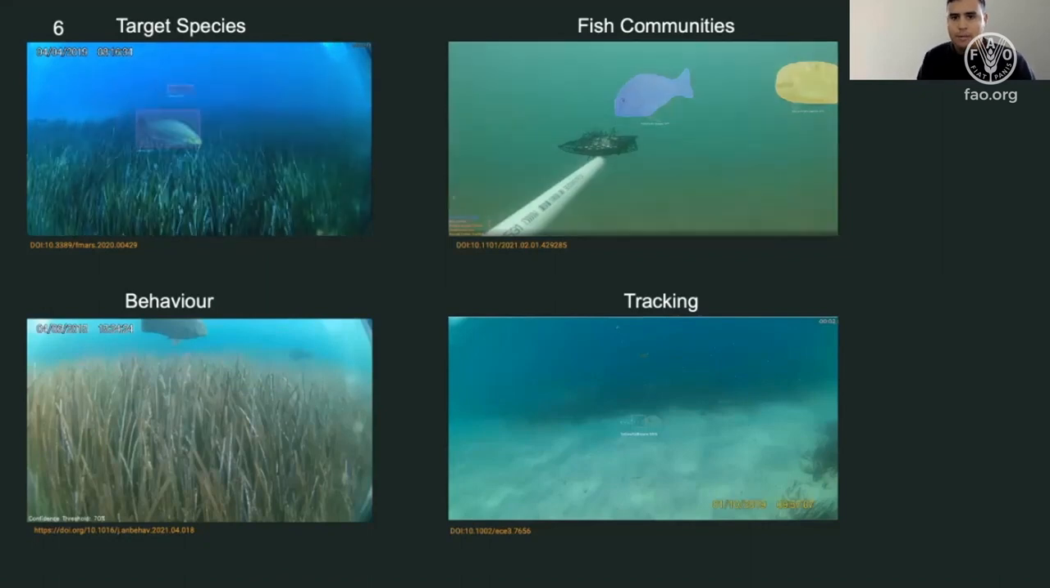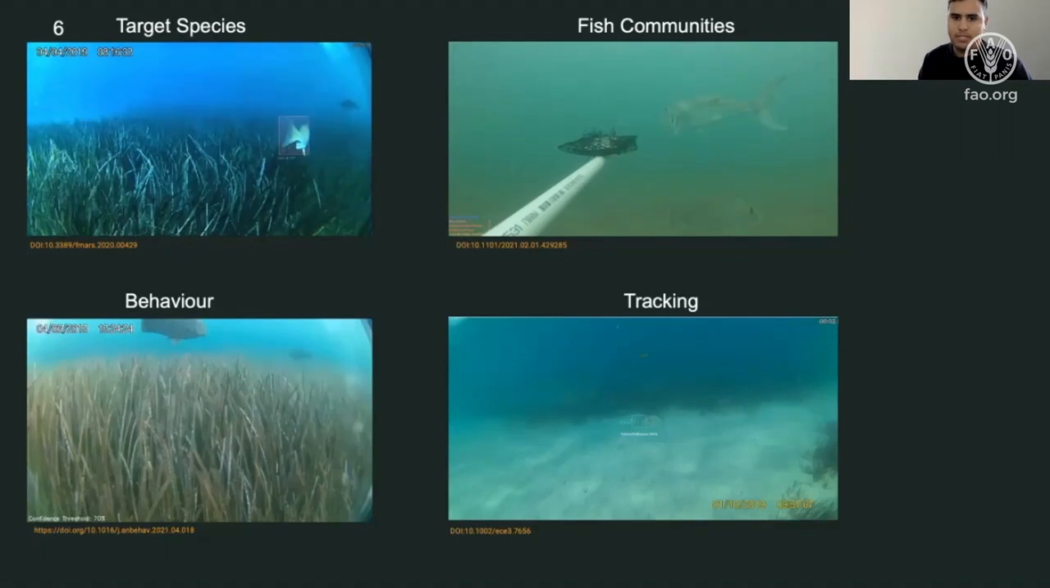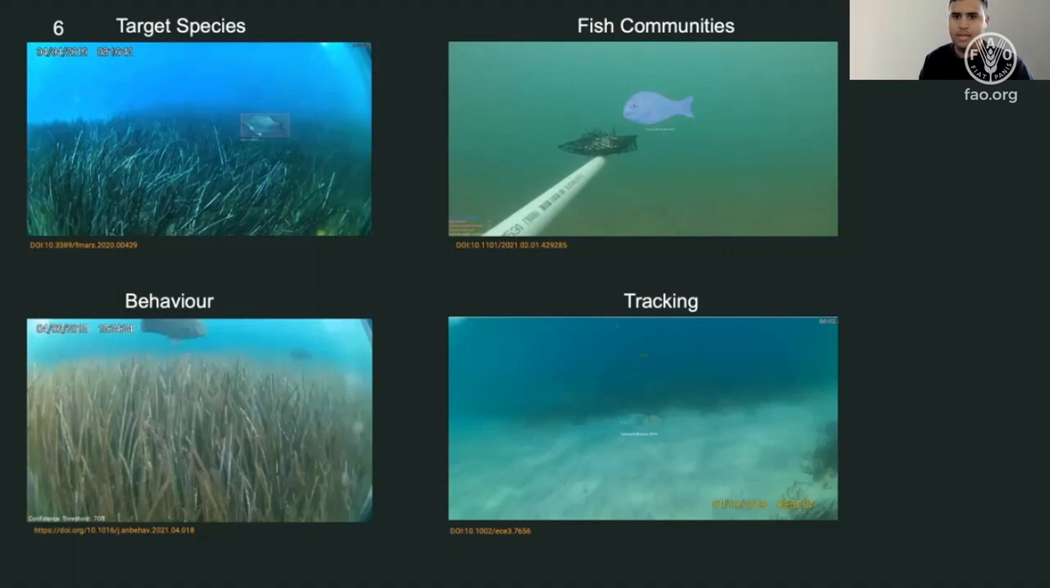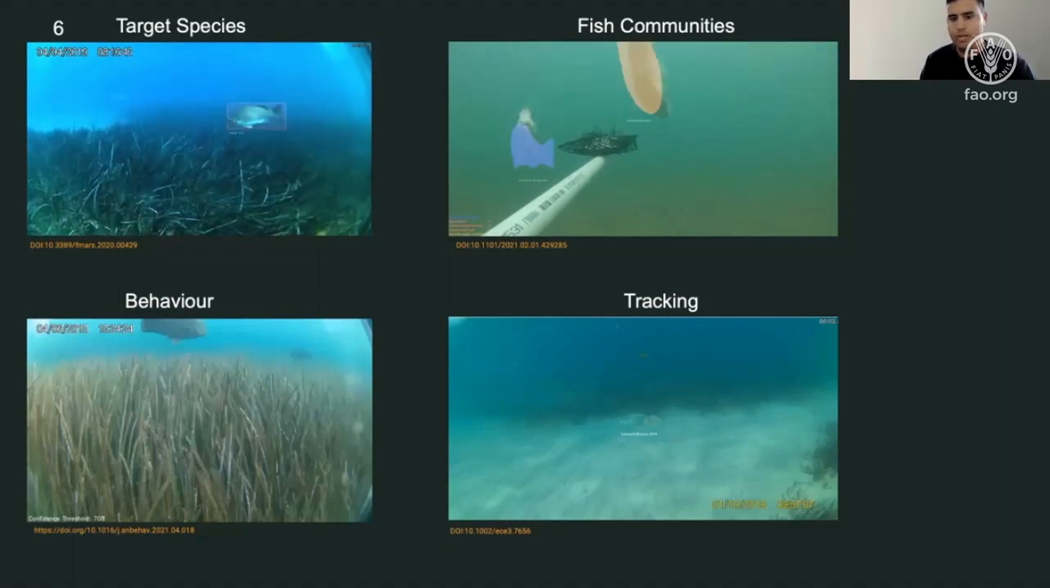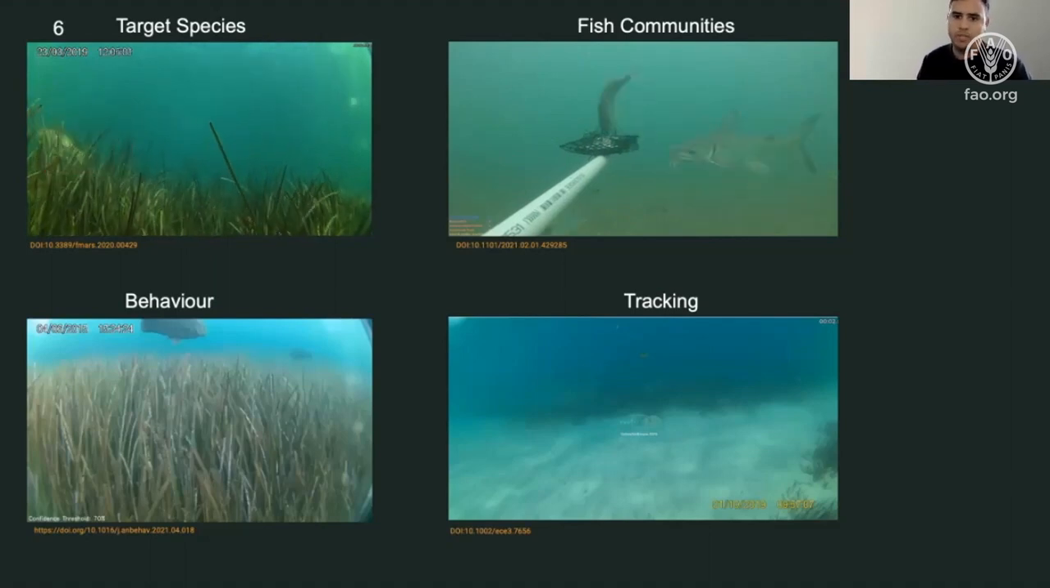We can also detect and count fish communities as a whole. And you can see here baited footage from Moreton Bay in Australia. And every fish that comes into frame is being detected and it's telling us what species it is. So there's no need for a human to watch these videos and to determine what the fish species are.